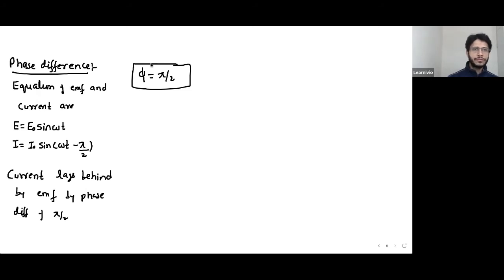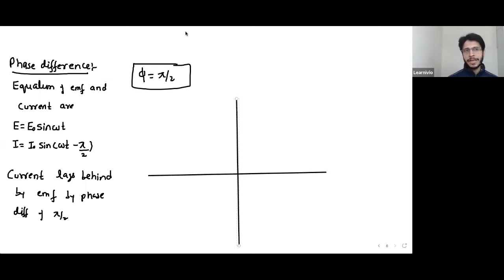The next thing is to draw its phasor diagram. When you draw the phasor diagram of EMF, you will take an arrow. The length of the arrow is equal to the peak value of EMF, E naught, and the inclination with the x-axis is omega t. So this is the length of the arrow, E naught, and its inclination with the x-axis is omega t.